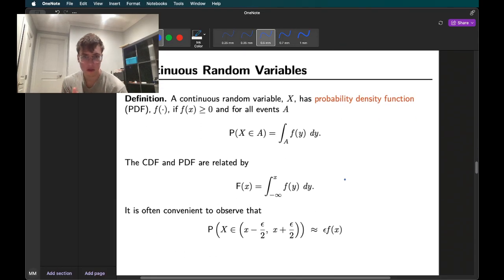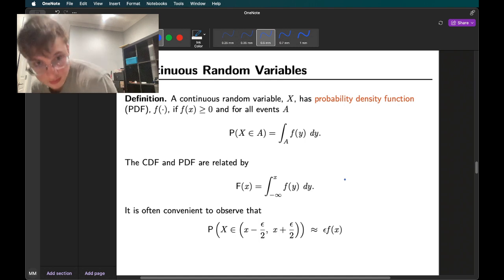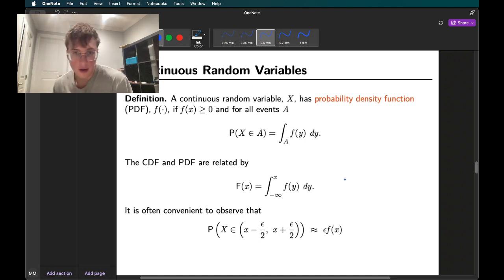Continuous random variable definition. A continuous random variable x has probability density function PDF f if f of x is greater than or equal to 0, and for all events A, probability x is in A. So this obviously assumes a lot about f of x. We're definitely assuming that f of x is continuous, and that A is a subset that it's integrable over. Like it can't just be any subset of the real numbers.